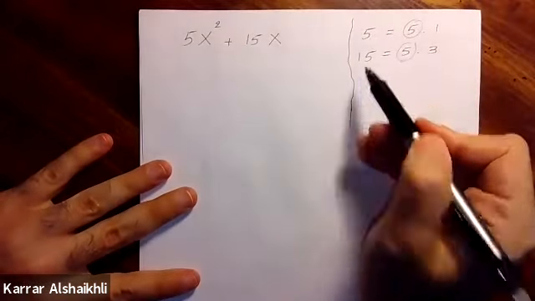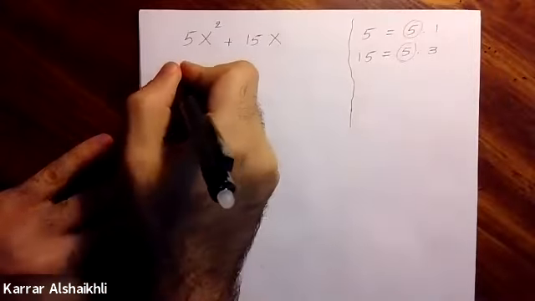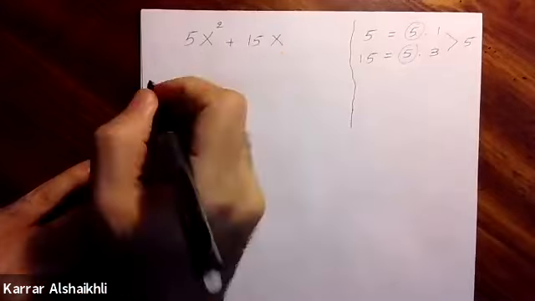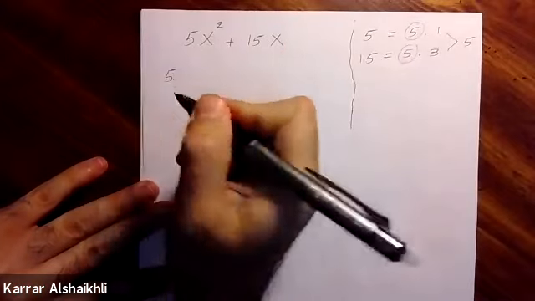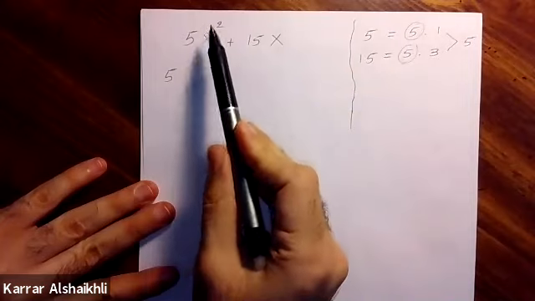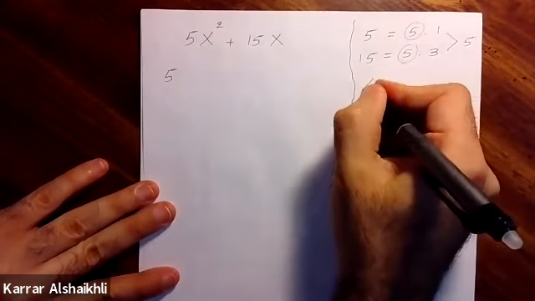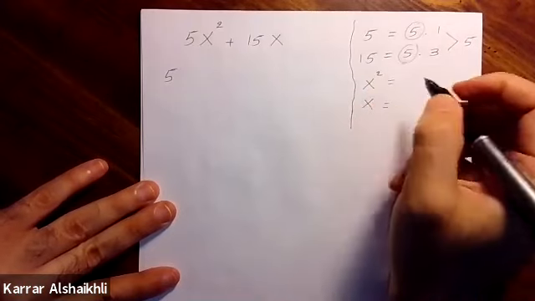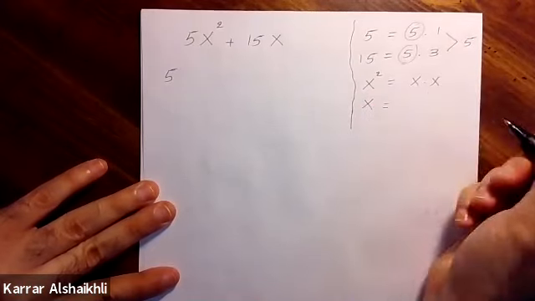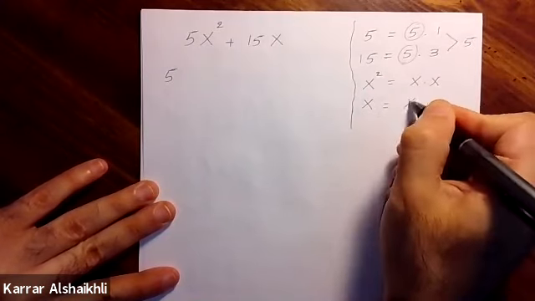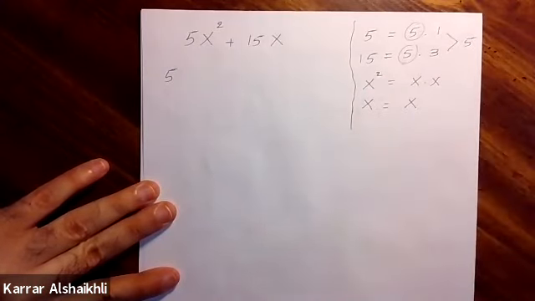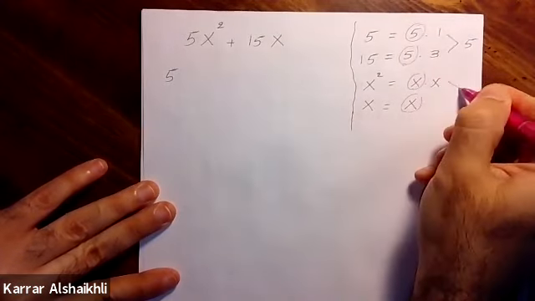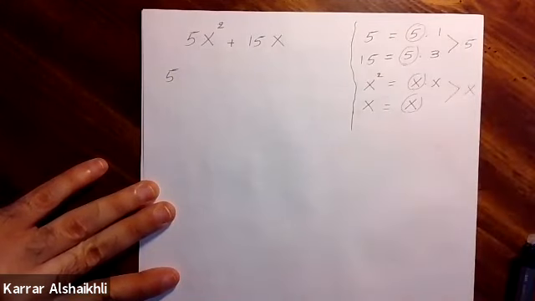So 15 and 5, the common is 5. So I'm going to write down 5 here. That means the common between these two terms is 5. I have to keep going to find if there's a common between x squared and x. Here's x squared and here's x. x squared is x times x. x is just x. So the common, I'm going to take an x from each term. That means the common is x.